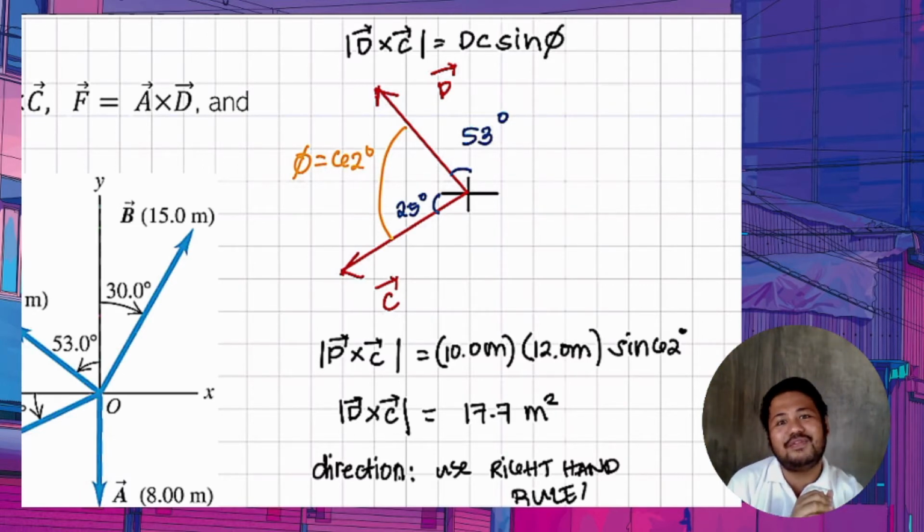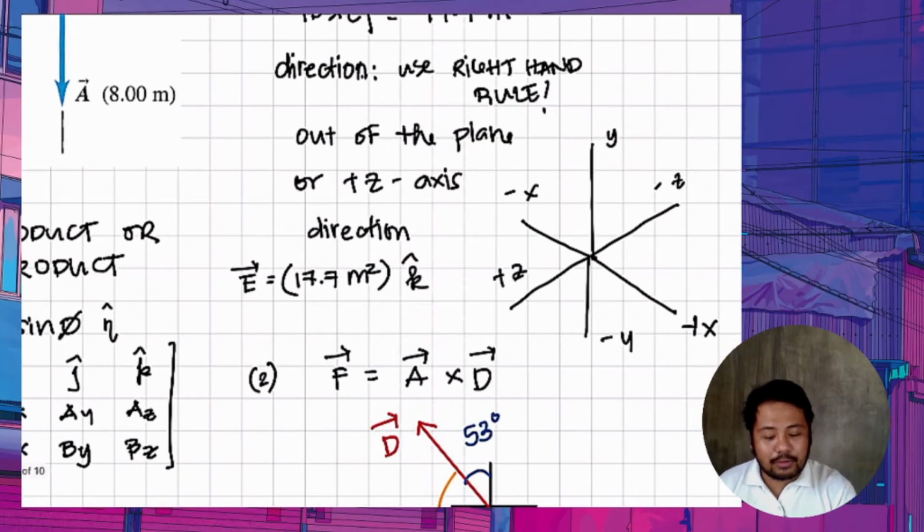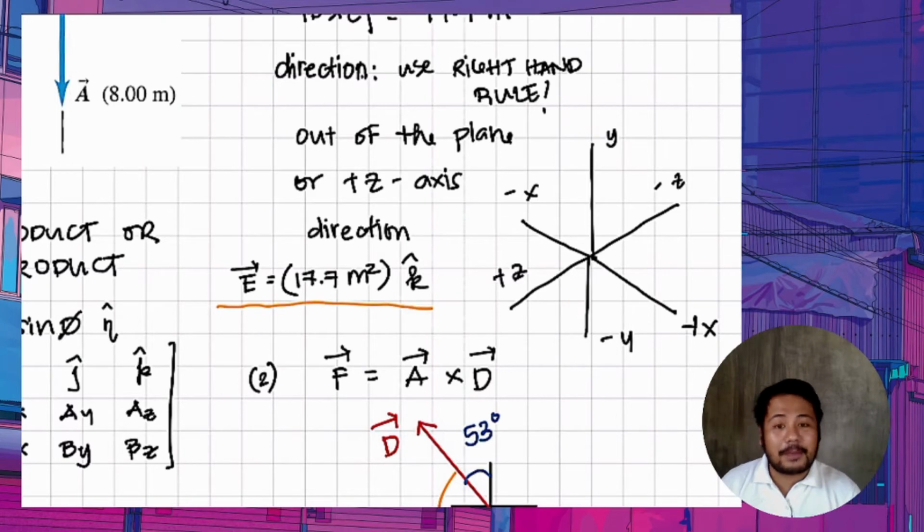So most probably the vector product is going out of the plane. If I'm going to be technical about that, if I have positive y and positive x, this should be positive z. So D cross C should be going to the positive z axis, or out of the plane. So vector E is equal to 17.7 meters squared k hat. That's our cross product of D and C.